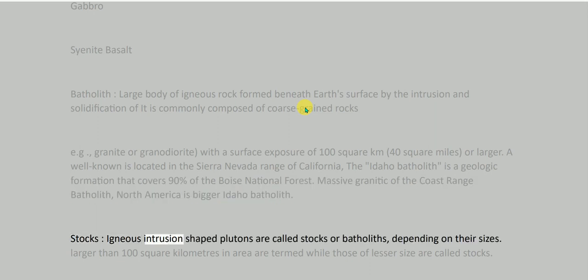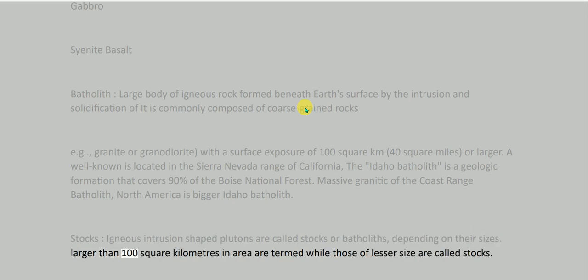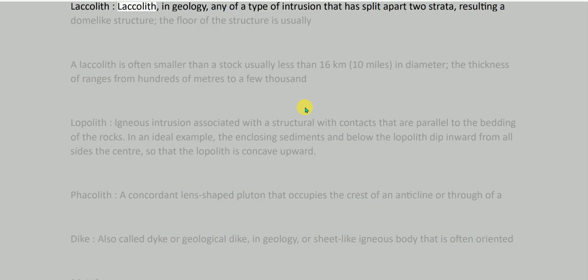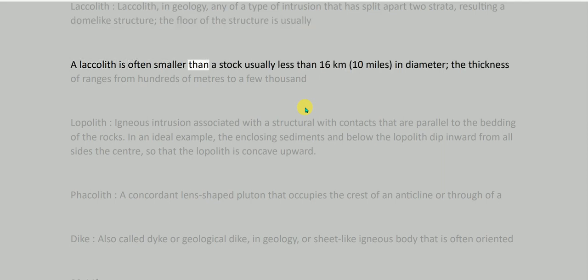Stocks: igneous intrusion-shaped plutons are called stocks or batholiths, depending on their sizes. Those larger than 100 square kilometers in area are termed batholiths, while those of lesser size are called stocks. Laccolith: in geology, any of a type of intrusion that has split apart two strata, resulting in a dome-like structure. The floor of the structure is usually flat. A laccolith is often smaller than a stock, usually less than 16 kilometers, 10 miles, in diameter.